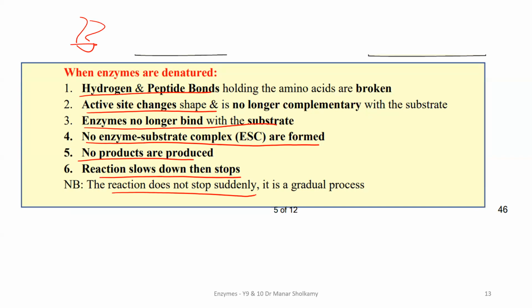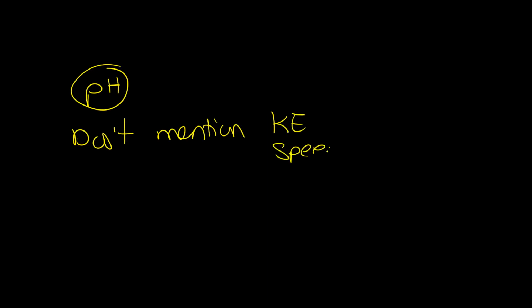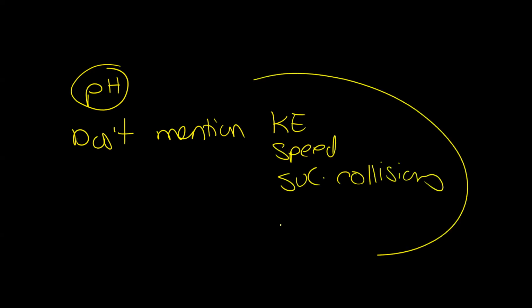Put in mind. So today we said very important points. When you are discussing pH and why do the enzymes denature at different pH, don't mention what? Never mention, very good. Never mention kinetic energy or speed of molecules or successful collisions. Never mention anything about collisions at all. You only mention these in temperature. Either they increase or decrease.